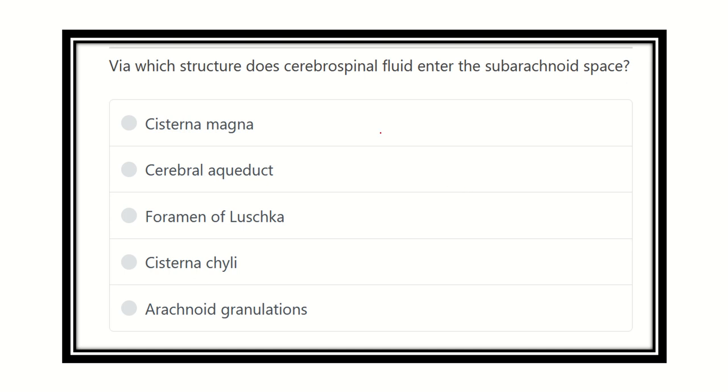Welcome to another question and answer session for MRCS exam. This is the physiology portion. Via which structure does the cerebrospinal fluid enter the subarachnoid space?